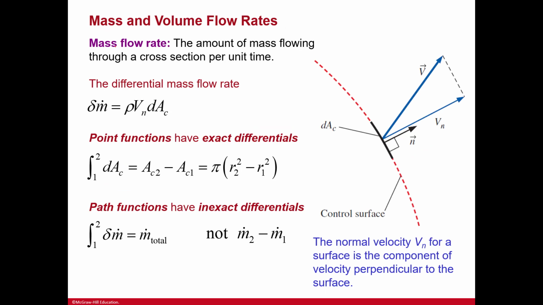So we have mass flow rate. It's the amount of mass flowing through a cross-sectional area per unit time, of course, because it's a rate. So anytime you see a rate, you know that you're going to take into account per unit time. So it's just the mass flowing through a cross-section at a time. The differential mass flow rate here.